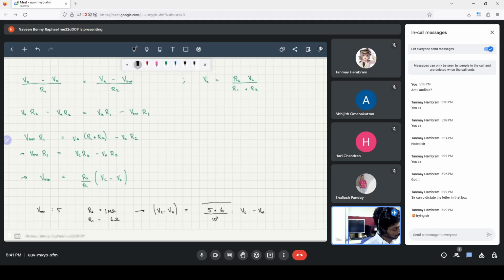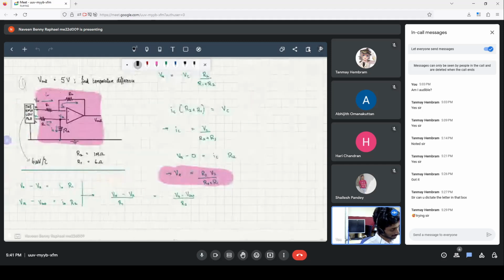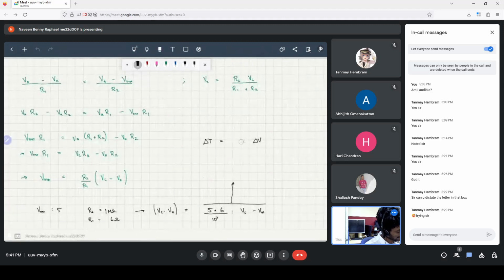Using the principles of thermocouples, we know the temperature difference delta T relates to delta V through a constant K, so K into delta T is equal to delta V. We are trying to find the temperature difference. Therefore, we can write delta T is equal to delta V by K.